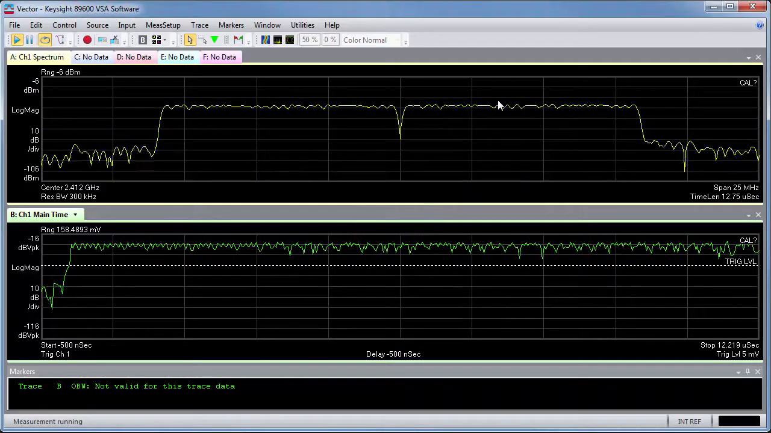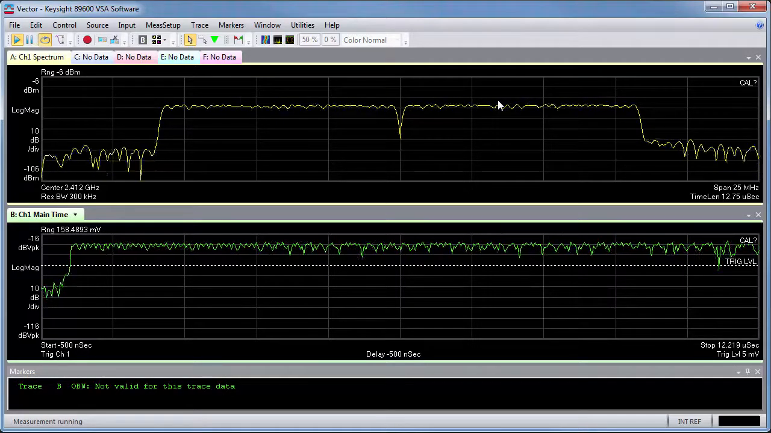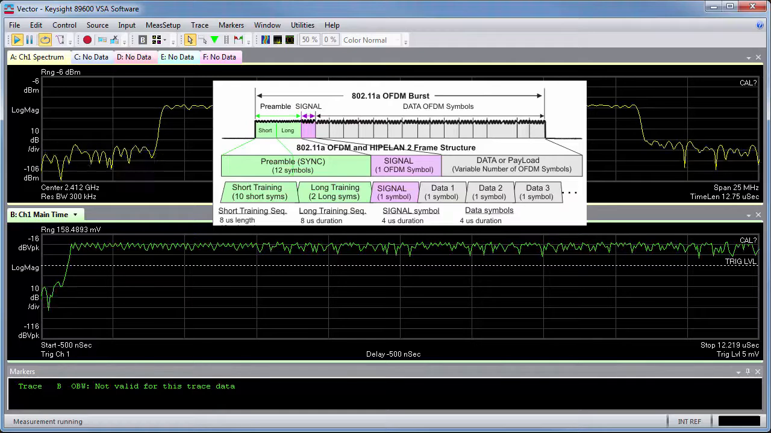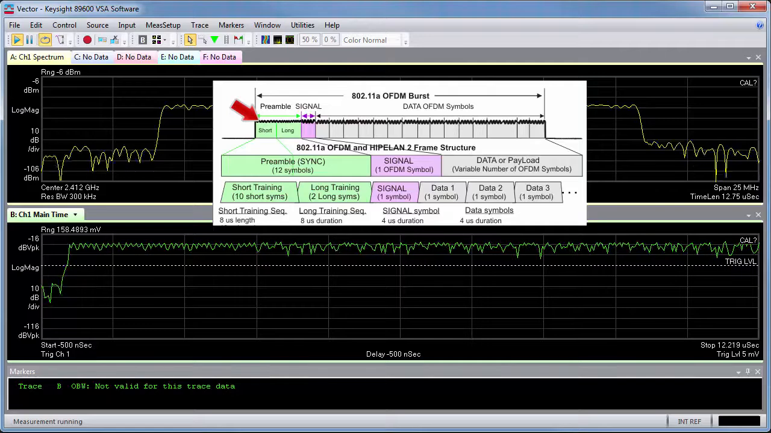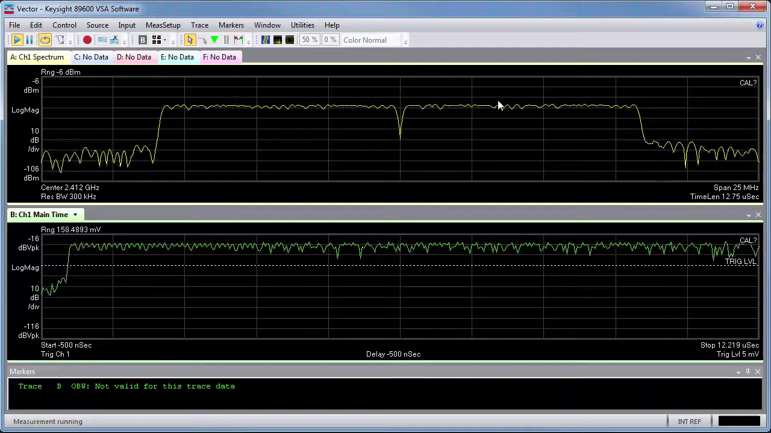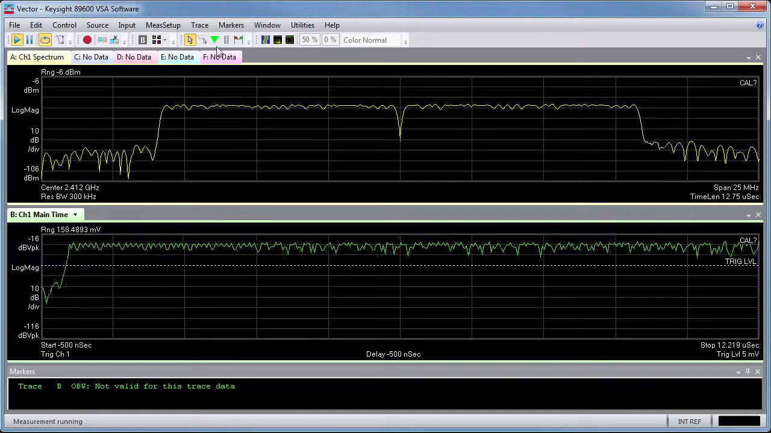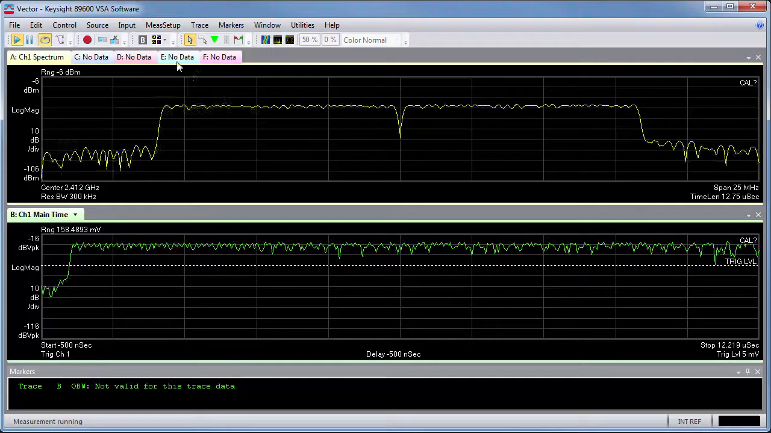Now that we have these set, let's take a close look at the signal. It is important to be familiar with the format of the signal you are analyzing. For an 802.11a OFDM burst, the preamble contains an 8 microsecond short training sequence and an 8 microsecond long training sequence. This is followed by a 4 microsecond signal symbol, and then come data symbols of 4 microsecond blocks. This means that we can set our time to be 24 microseconds in order to see from the beginning of the burst up through one data symbol. We can change this by selecting Measurement Setup, Time, Main Time Length.